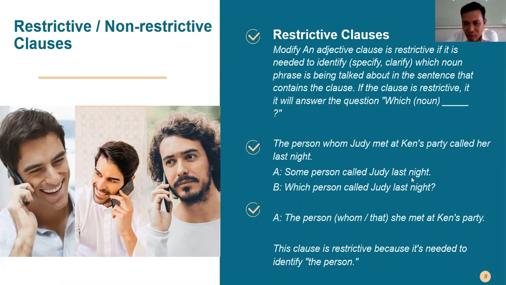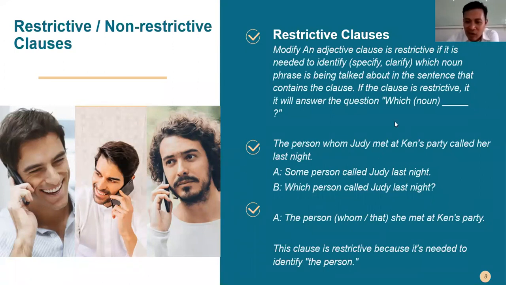So this is the elaboration. Some person or some people called Judy last night. So which person called Judy last night? We need to be more specific: the person whom she met at Ken's party. You got it? Okay. This clause is restrictive because it is needed to identify the person.